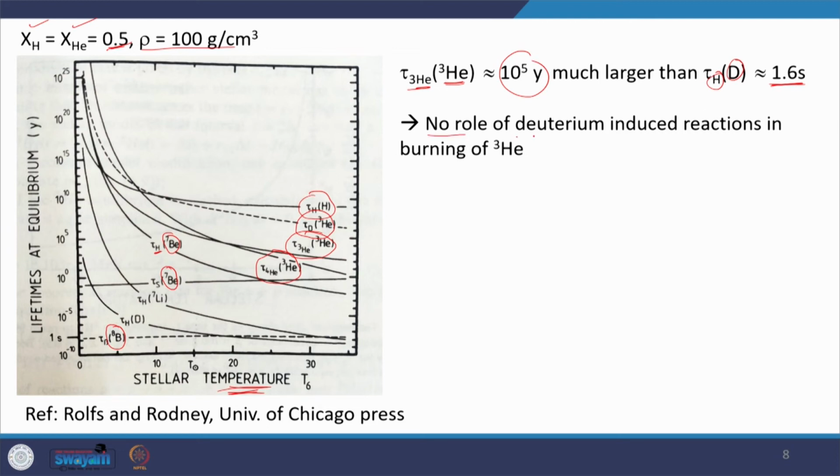There is no role of deuterium induced reactions in burning of helium-3. Okay? So, though initially I have said deuterium abundance is less when compared to helium-3, it is the helium-3 plus helium-3 reaction which is playing the predominant role in the destruction of helium-3. In terms of lifetime, we can understand that the lifetime of helium-3 against helium-3 is 10 to the power of 5 years, whereas against deuterium it is about just 1.6 seconds. So, in the destruction of helium-3, there is no role of deuterium.